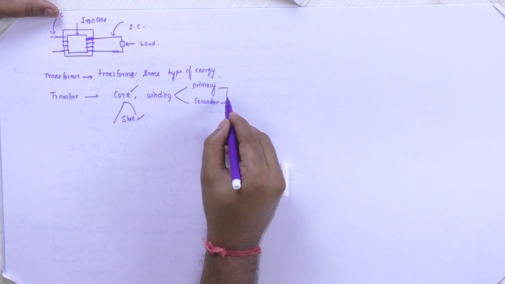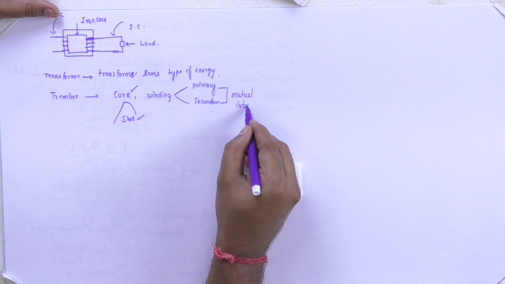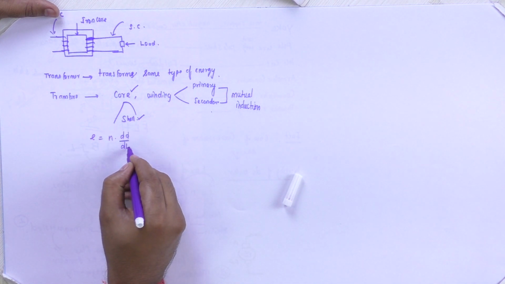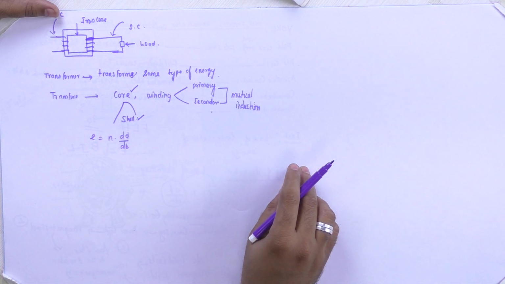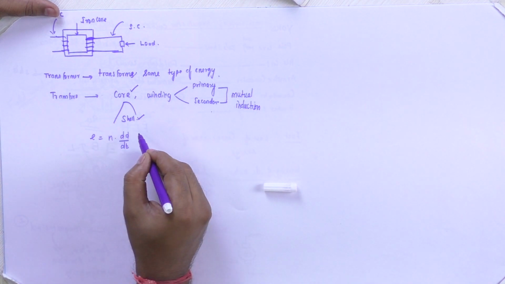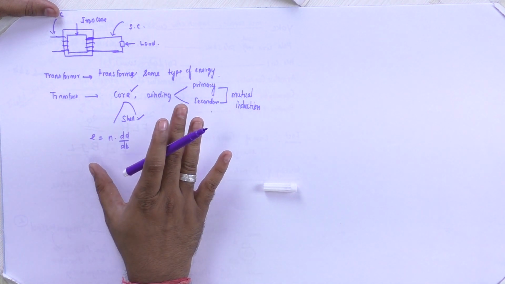This winding action takes place by the concept of mutual induction. So the principle on which a transformer works is mutual induction. Apart from that, it satisfies Faraday's law of electromagnetic induction, that is E is equal to N into d phi by dt. So based on this core construction, it is classified as core type as well as shell type. So these are the most important features of a transformer.